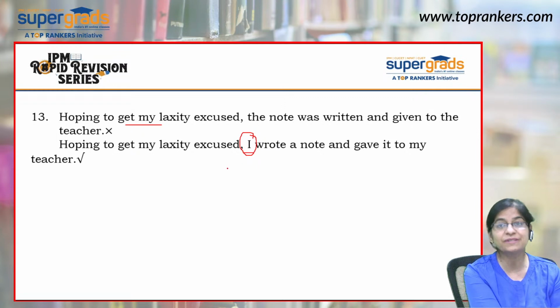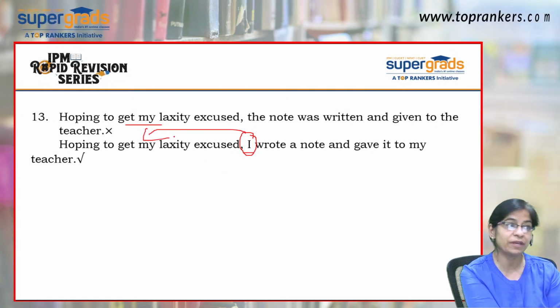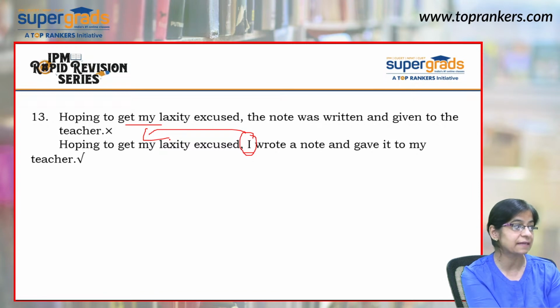Now, you could have used any subject here, depending on the nature of the sentence, but we needed a subject here who was hoping to get his laxity or her laxity excused. So that is what the correct structure of using a modifier in a sentence is. Now let's see.